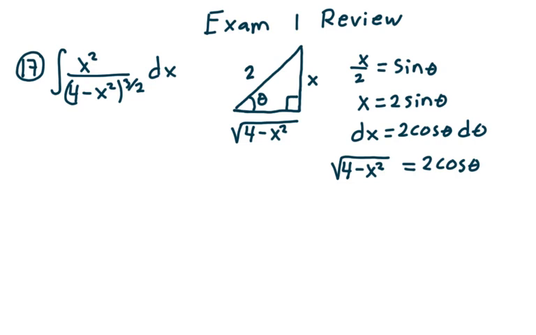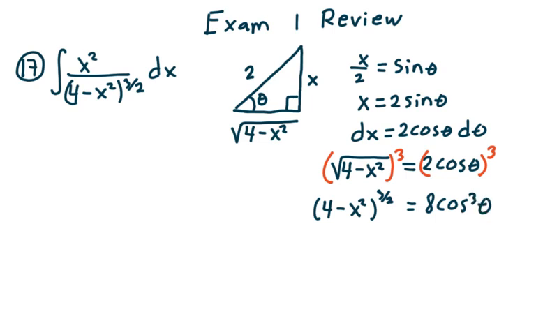Now, all I have to do is raise both sides to the third power. When I do that, on the left side, I get 4 minus x squared to the 3 halves. On the right side, I get 8, that's 2 cubed, cosine cubed theta. Now, this is the integral. It's all substitution all the time.